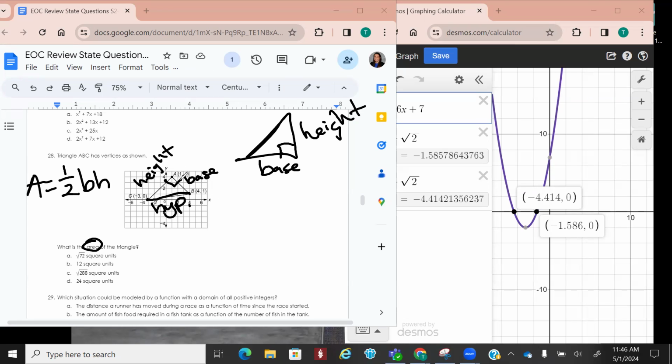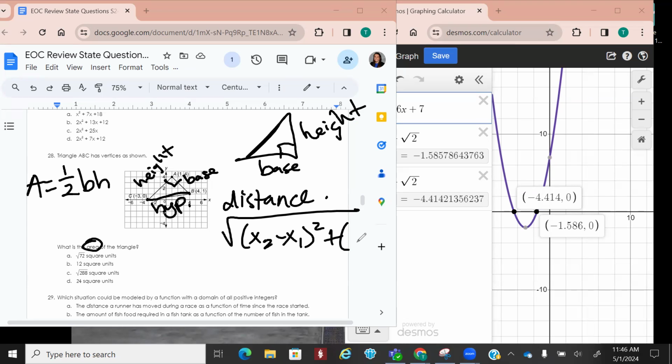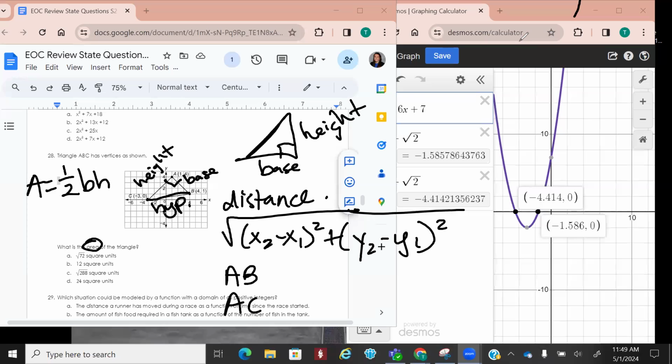In order to find the length of AB and AC, you've got to use the distance formula. We talked about the distance formula yesterday, where we did x2 minus x1 squared plus y2 minus y1 squared. Can you take a moment? Can you find the distance of AB and AC? Take a second.